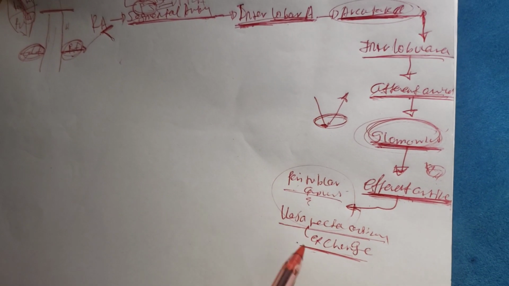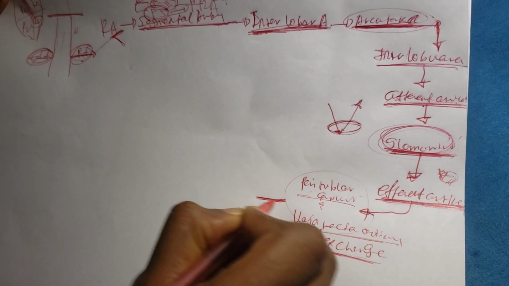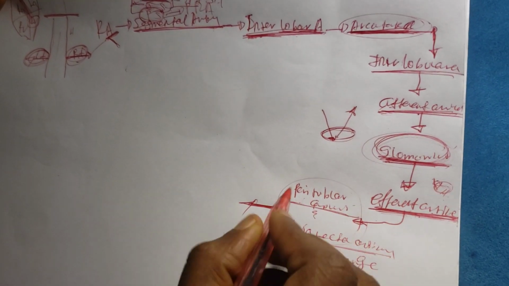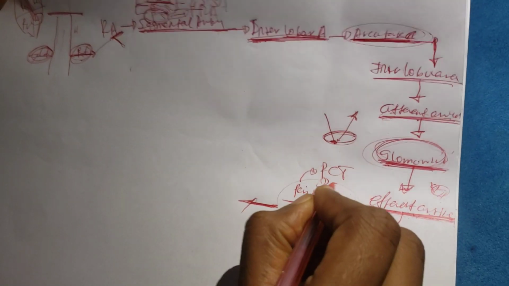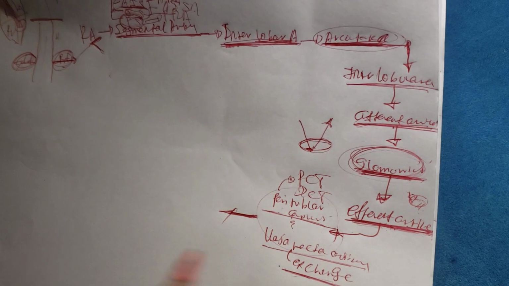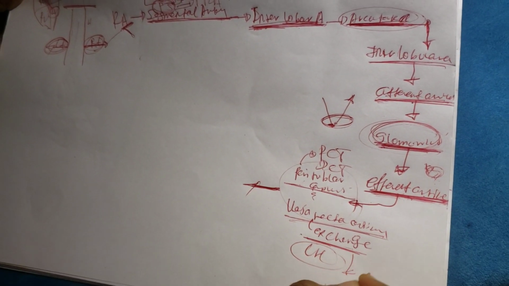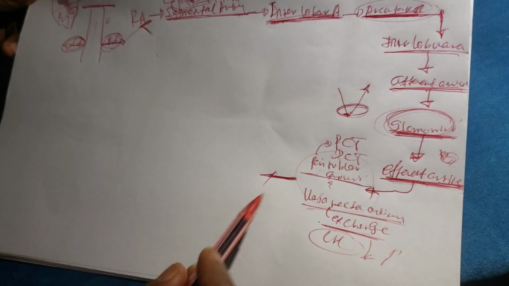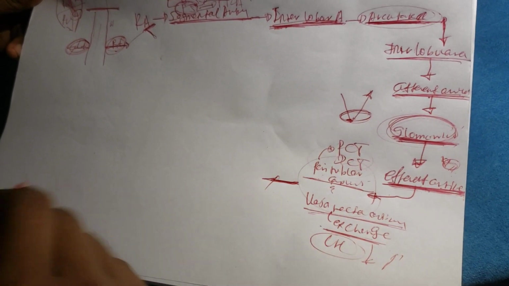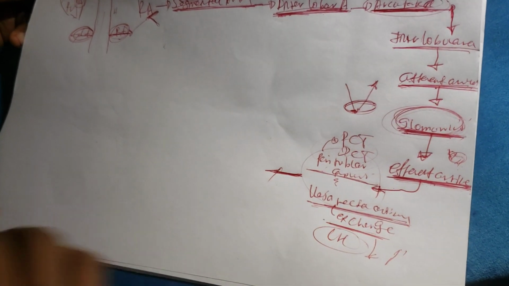By the way, the peritubular capillary supplies the proximal convoluted tubule and distal convoluted tubule of the nephron. Vasa recta supplies the loop of Henle, the descending limb and ascending limb. That means peritubular capillary is found in the cortical region, and vasa recta is found in the medullary region.